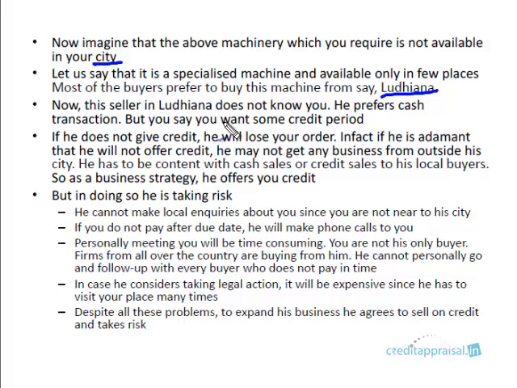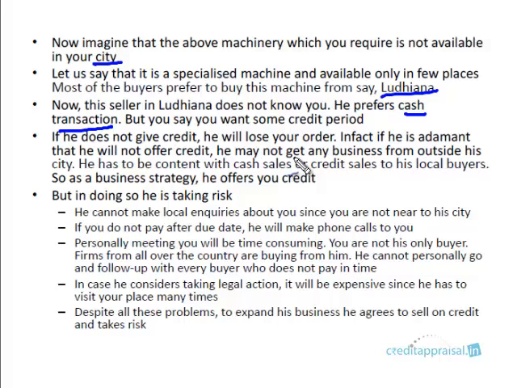Now if you want to make this purchase, the seller will prefer a cash transaction. He will say, I don't know you. You are from some other city. What if you don't pay? So I'll prefer a cash transaction. Please pay me 100% advance. But from your side, you will say, I want some credit period. I'll pay you after 30 days or 45 days.